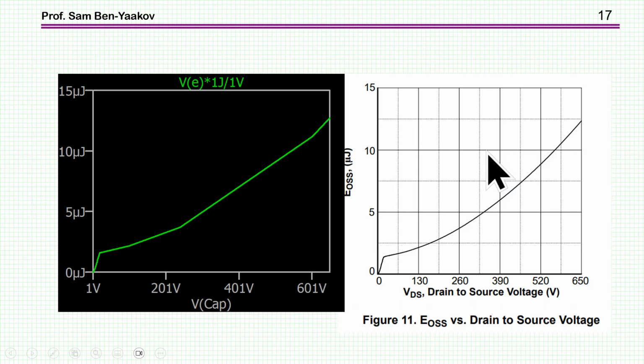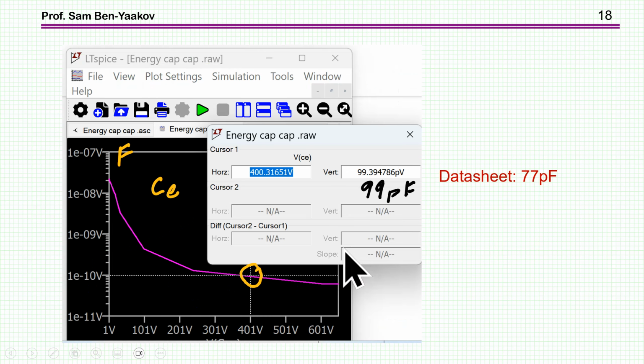So here it is. Again, it's a very good fit, very similar to the plot in the datasheet. And here I have the energy related capacitance. Again, also very similar to what we got before. It's practically the same. And now I can compare it to the datasheet again. And here we have again the 99 as compared to the 77 picofarad of the datasheet as I've shown before.